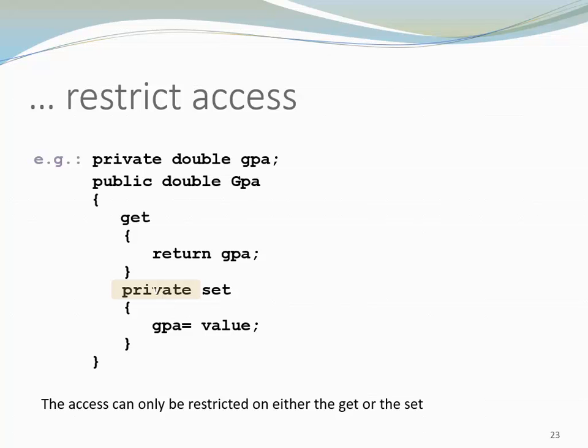We can also restrict the access. So I might have a property, which is my GPA, public property. Anybody can read it. However, not everybody is allowed to update and change the GPA. This is something that can be only handled within my class. So the setter is private, the getter is public. I can restrict the access of either set or get, but only one of those two choices, not both.